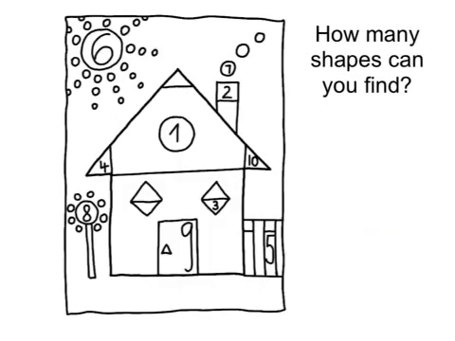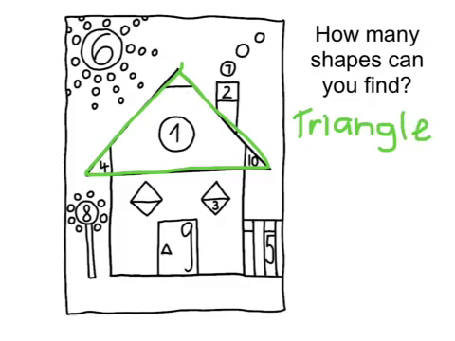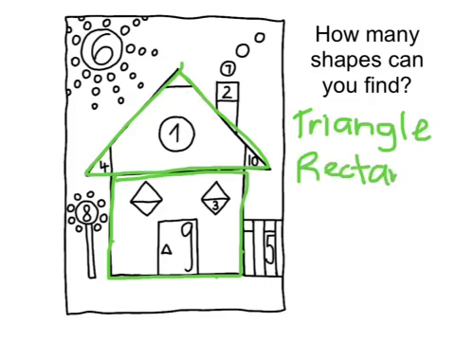Okay, now we get a little bit harder. Here is a drawing that a child has made. How many different shapes can you find? Well, I can see triangles in the roof. I can see this shape here. What do you think that might be? A square or a rectangle? I think it's a rectangle because it has two sides that are longer and two sides that are shorter. So that's a rectangle, that one.